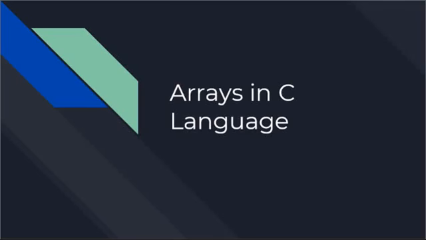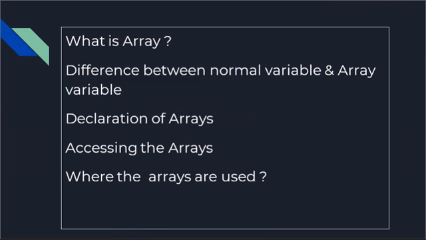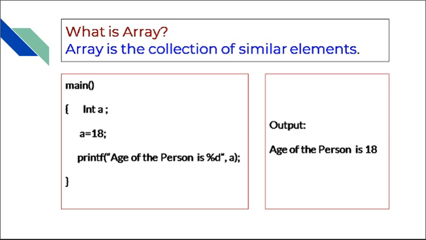Dear students, in this video, I would like to explain to you about arrays in C language. So now you are going to learn what is an array, what is the difference between a normal variable and an array variable, how to declare the array variable, how to access the array variable, and where we can use arrays. So let us understand first what is an array, what is the array variable.